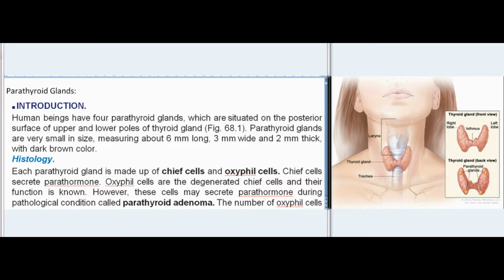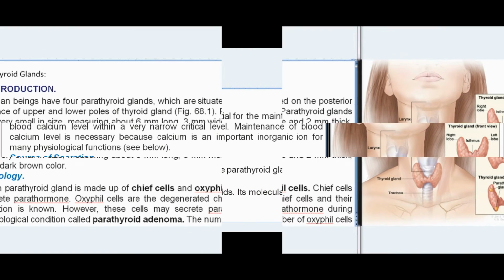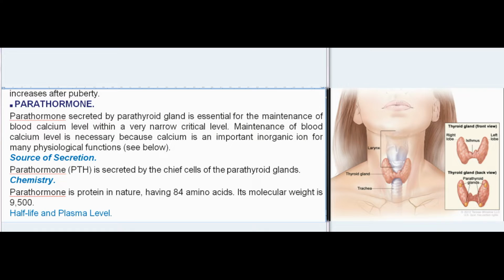Histology. Each parathyroid gland is made up of chief cells and oxyphil cells. Chief cells secrete parathormone. Oxyphil cells are the degenerated chief cells and their function is not known. However, these cells may secrete parathormone during pathological condition called parathyroid adenoma. The number of oxyphil cells increases after puberty.